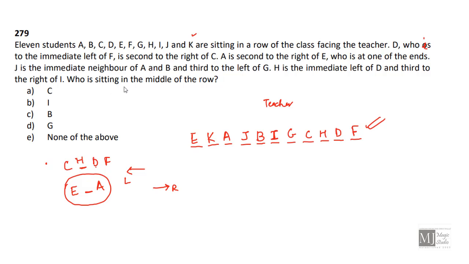Now let them ask whatever they want. Who is sitting in the middle of the row? 1 2 3 4 5 6. 1 2 3 4 5 6. Answer should be I is sitting in the middle of the row. Option B fits in.